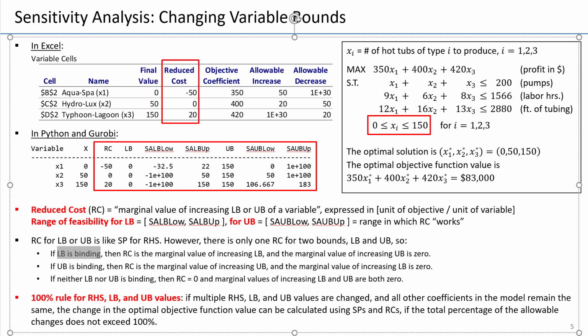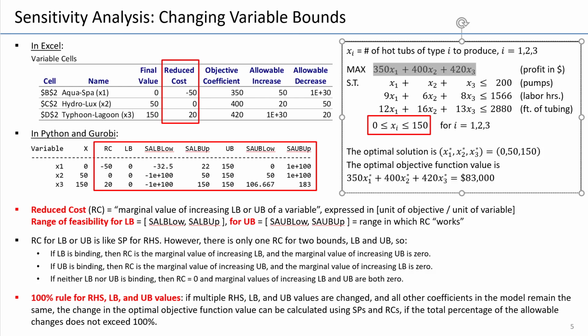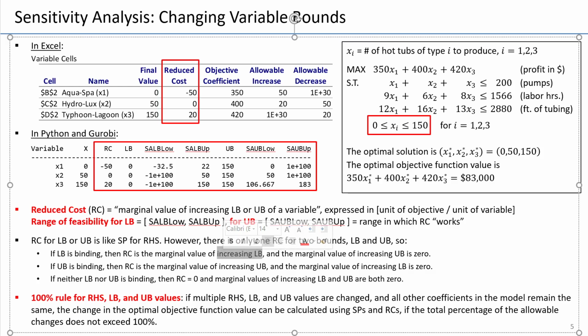So if the lower bound is binding, then the reduced cost is the marginal value of increasing the lower bound. And then the marginal value of increasing the upper bound is going to be 0. When I say increasing, I mean that for an increase of the lower bound, there is an increase in the objective function. A decrease of the lower bound will be the negative increase, so a decrease of the objective function value.